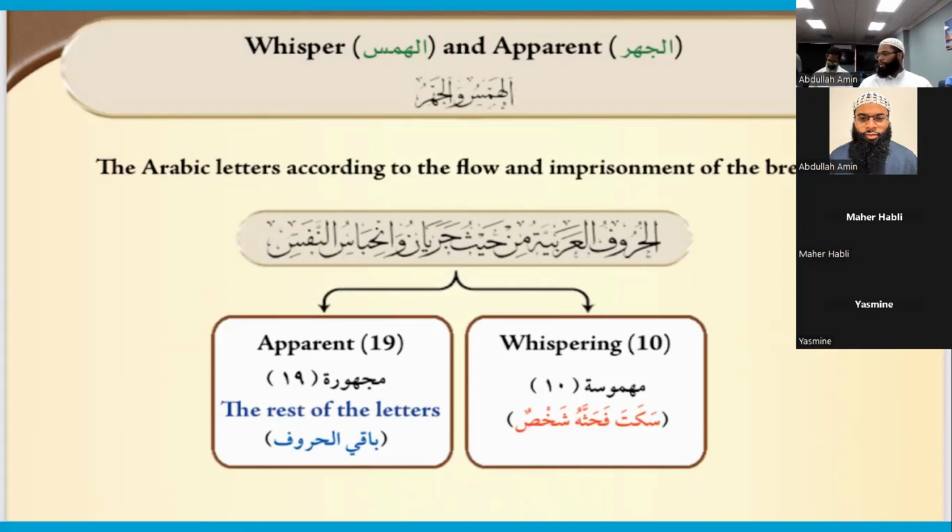سكت فحثه شخص. He was quiet, so a person encouraged him. Right? So the soft G is not one of them. سين كاف تا ثا ع ثا ها شين خا صاد. سكت فحثه شخص. Okay. As for the apparent letters, the rest of the letters.